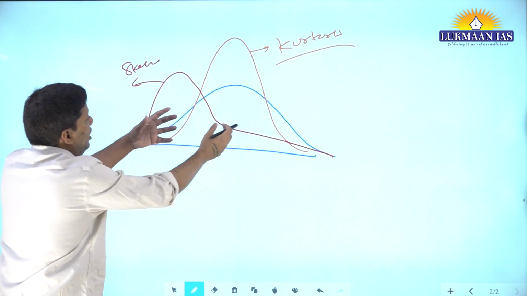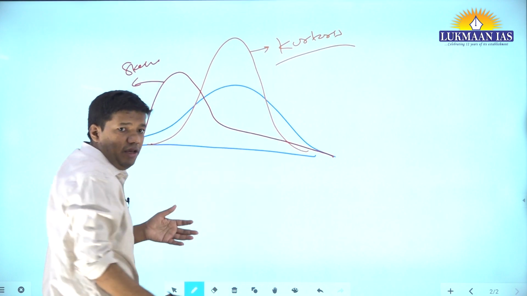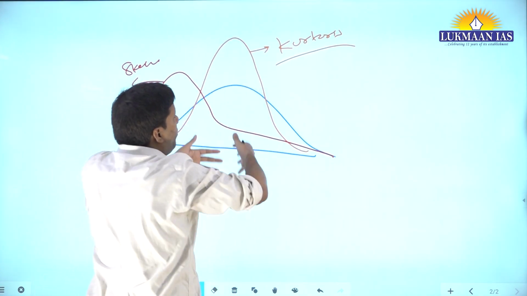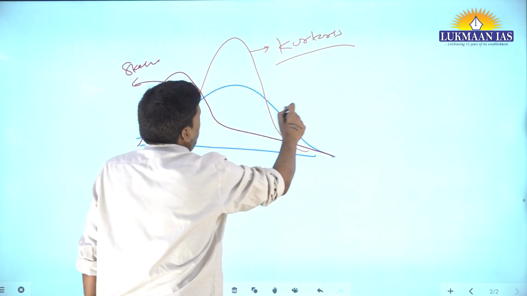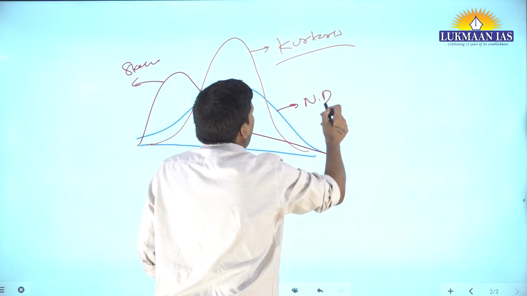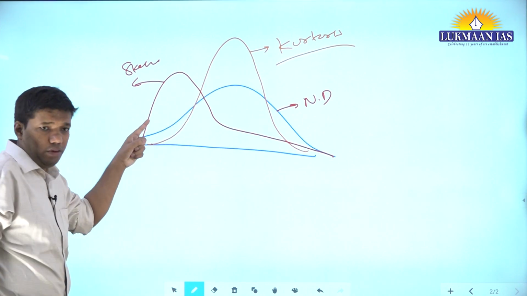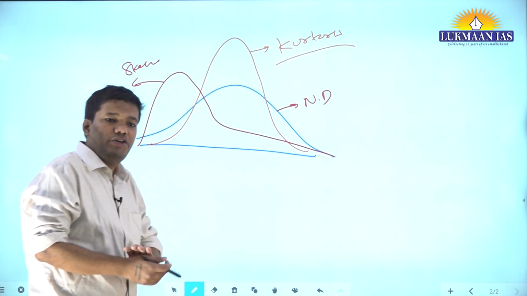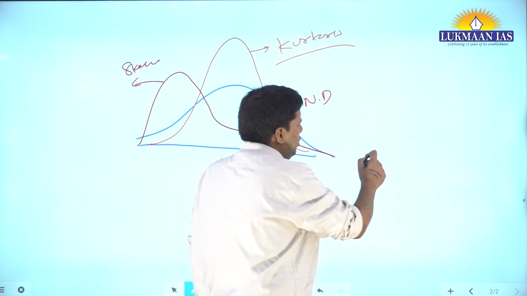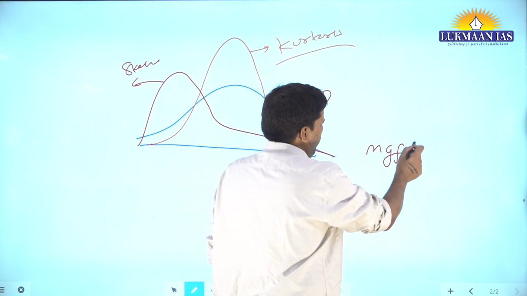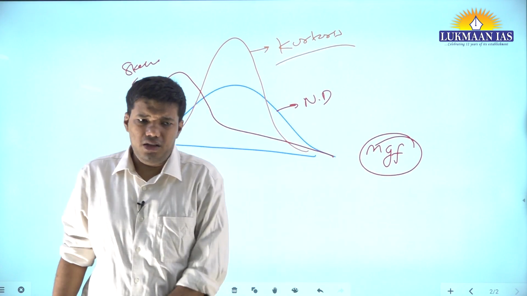Can you see the area is concentrated on the left-hand side? Kurtosis: the height is very high, most of the mass is concentrated at the mean compared to the normal distribution. This is your normal distribution. All these are normal distributions, but this one has high kurtosis and this one has skewness. All these come through the moment generating function. For management optional we should not teach this, but for statistics optional for UPSC, that is required.